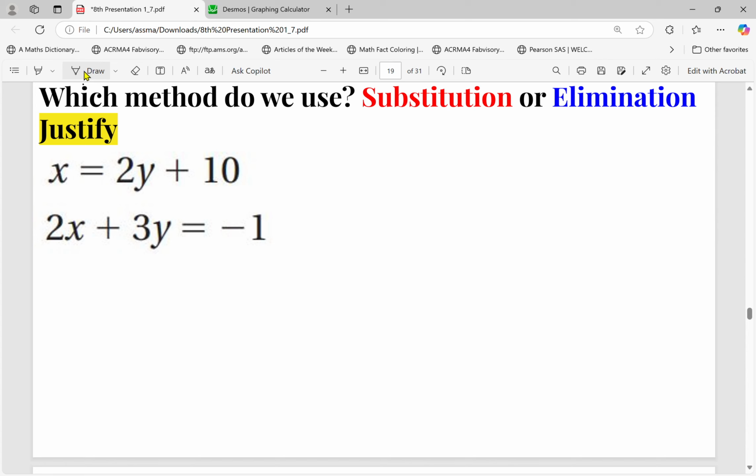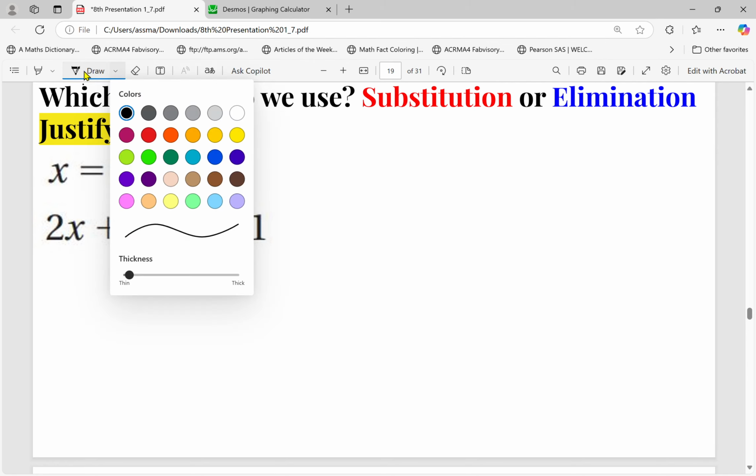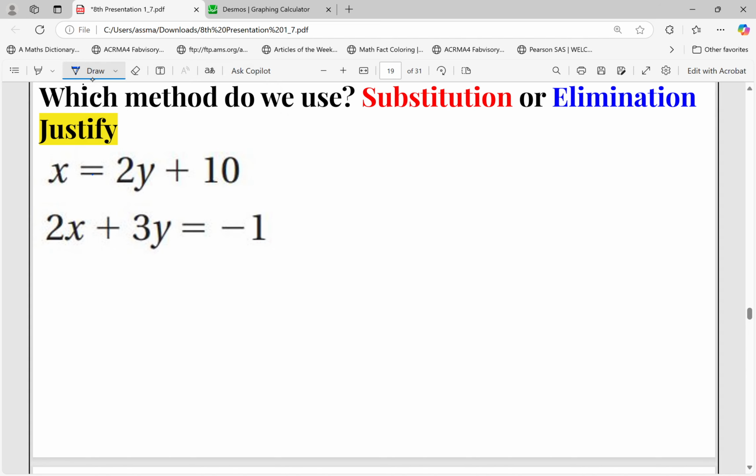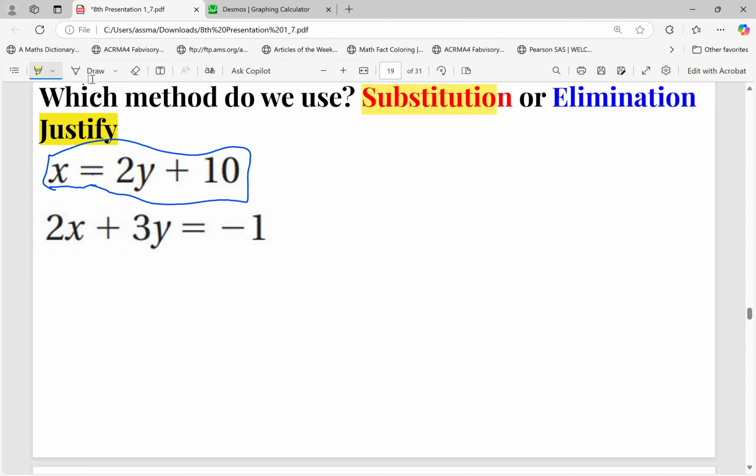So if you quickly just scan the system, notice that this top equation right here, see how it says x equals something. So notice the x is already by itself. So I could use substitution already. My eye just looks at it and goes, well, I could use substitution right away. So what I can do is substitute the x right here.